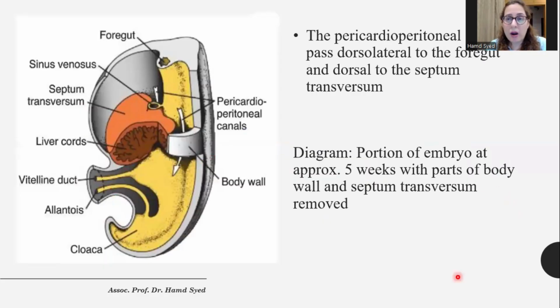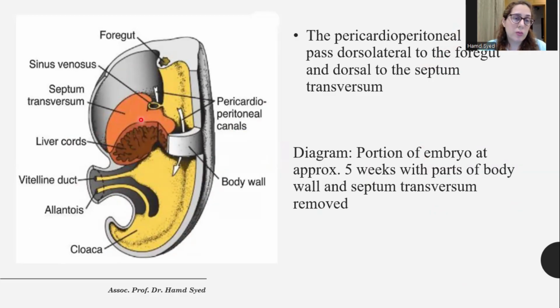Now, what are the pericardio-peritoneal canals? These are the paired canals you can see over here in this diagram, which is showing you a portion of the human embryo at approximately 5 weeks with parts of body wall and septum transversum removed. So the remaining part that is visible is showing you this foregut, which is in yellow. And you can see anterior to the foregut, the remaining part of the septum transversum.